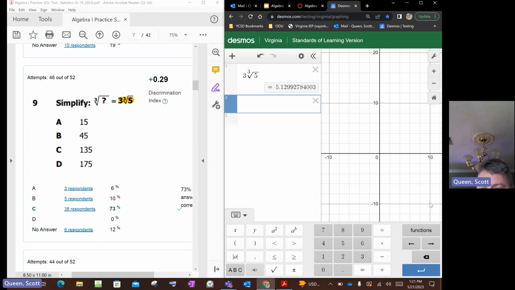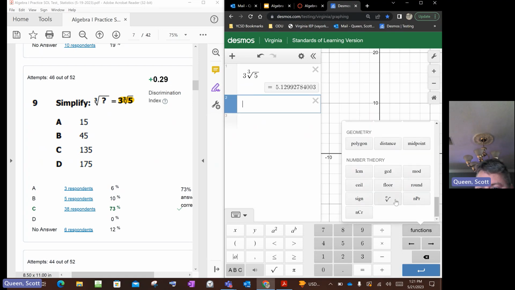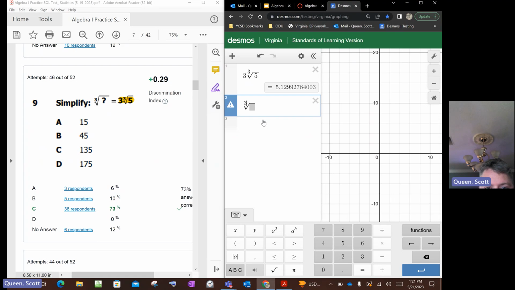Okay, so let me set this up one more time, get my cube root symbol, and cube root. Now to start putting stuff inside one at a time. Is it 15? Does it match? No. What's next? 45. Does it match? No. What's next? 135. Does it match? Yes. Let me check D just to make sure. 175. Does it match? No. Come back to 135. C is our answer. See how easy that was?